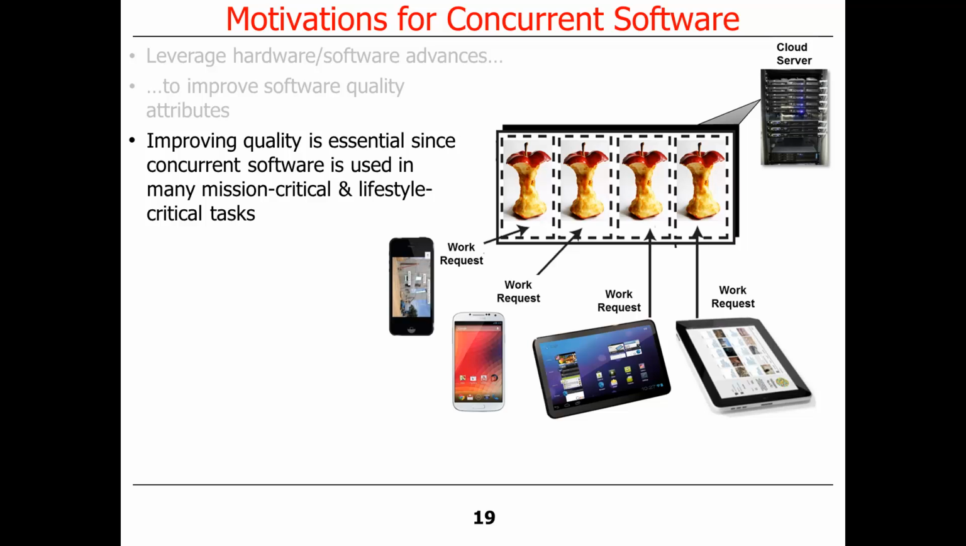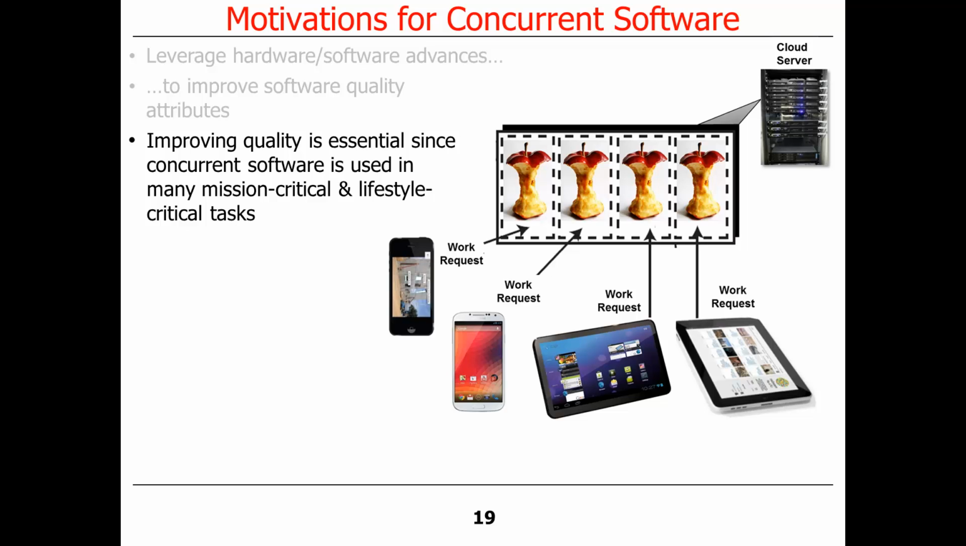Improving software quality, hopefully people understand why that's important. It's important because people are increasingly using software, whether it be multi-threaded or not, for a growing number of mission and life and safety critical applications. So before, when we were just using software for sort of mundane things like generating reports or doing PowerPoint presentations in class or whatever, those things aren't really life critical or safety critical or mission critical.